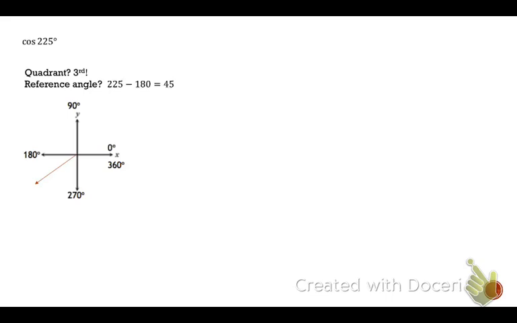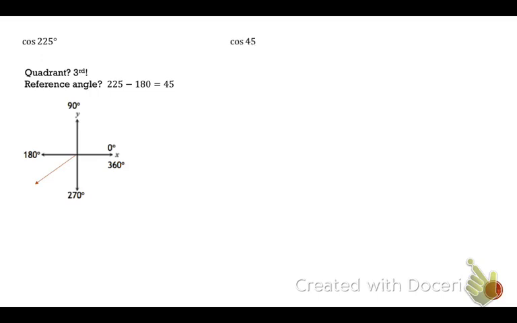Okay. Cosine of 225. Again, start by saying what quadrant it's in. That is in the third quadrant. For the reference angle, 225 is closer to 180 than it is to 360, so you do 225 minus 180, and you get 45.